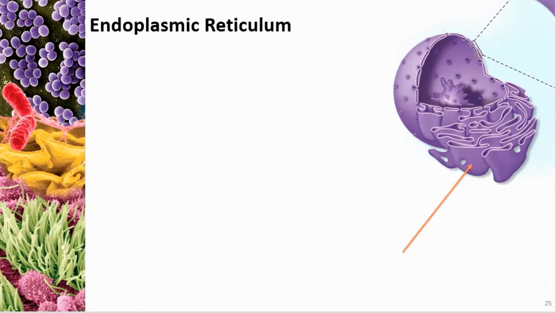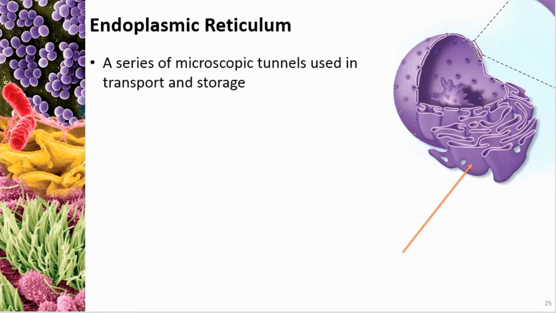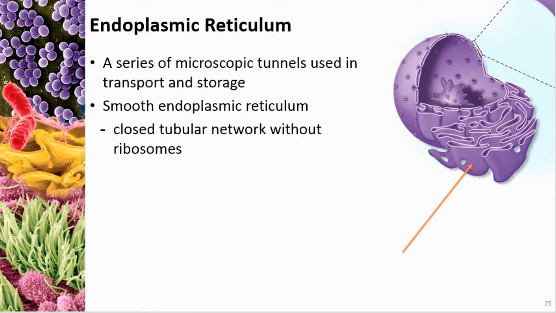Endoplasmic reticulum, that's what that orange arrow is pointing to right there. These are tunnels that we use to transport and store things, and there's two different kinds. The smooth endoplasmic reticulum looks smooth right there because there are no ribosomes on it, but it really is rough ER that doesn't have ribosomes on it. I'm not exactly sure what they're trying to draw there, but it's a closed tubular network that doesn't have ribosomes on it. Go back to that other picture, it shows it a little bit better.